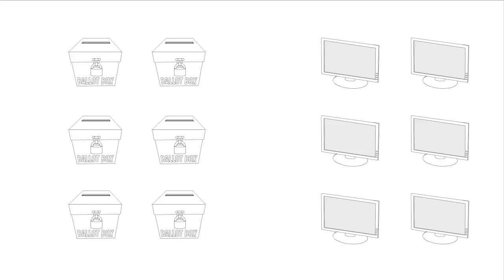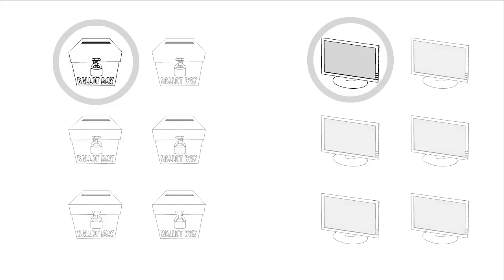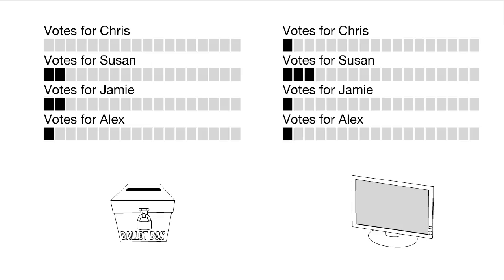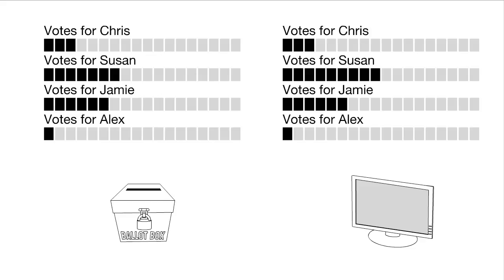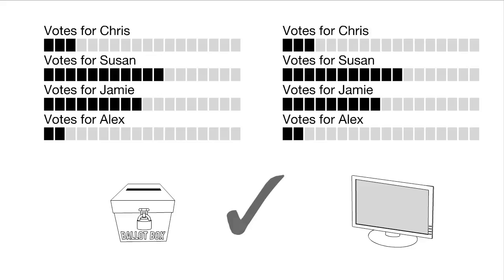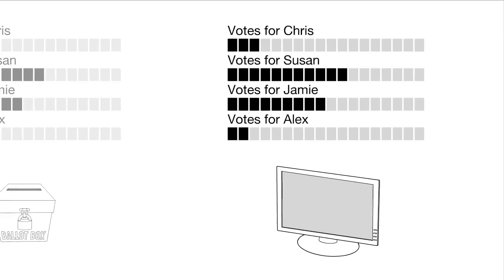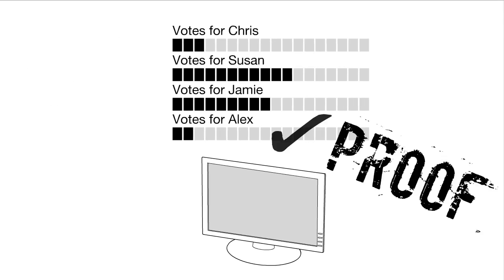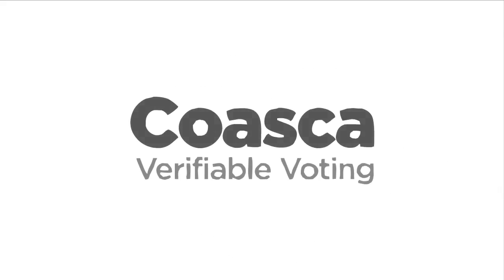To prove to Jamie the computers have done the right thing, some of the computers are chosen for an audit, and the printouts are hand-counted to confirm they match totals reported by that computer. Unfortunately, this means elections now run both paper and electronic processes, and that makes everything even more complex. It would be better if the system could be all electronic, but with convincing proof that the computer has operated correctly. This is where Coasca comes in.